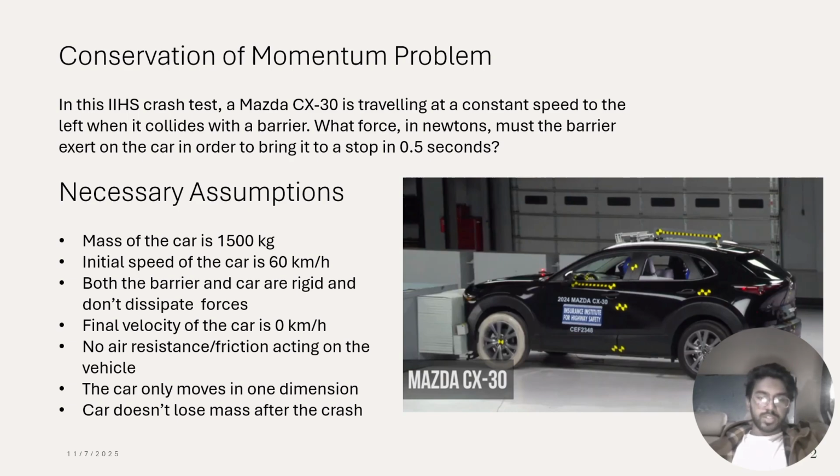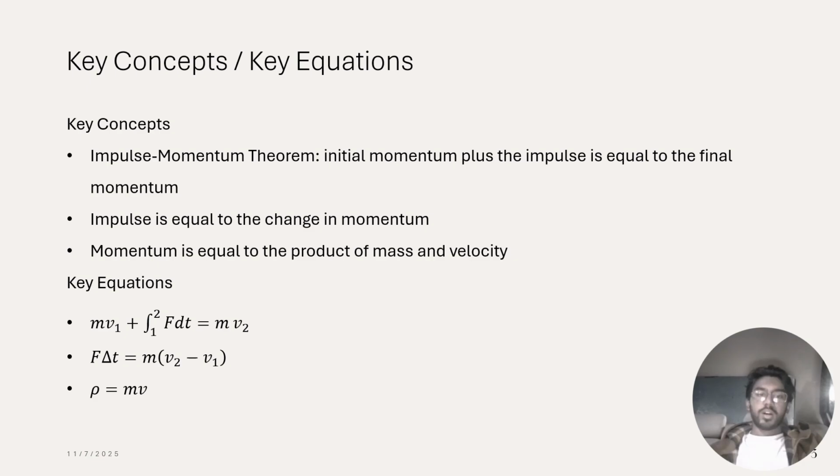Some necessary assumptions that we must make to solve this problem are that the mass of the car is 1,500 kilograms, the initial speed of the car is 60 kilometers per hour, both the barrier and the car are rigid and don't dissipate forces when they collide with each other. The final velocity of the car is 0 kilometers per hour. There is no air resistance or friction acting on the vehicle. The car only moves in one dimension, which is only in the x direction, and the car doesn't lose mass after the crash. Here are some key concepts and key equations that we must apply to solve this problem.